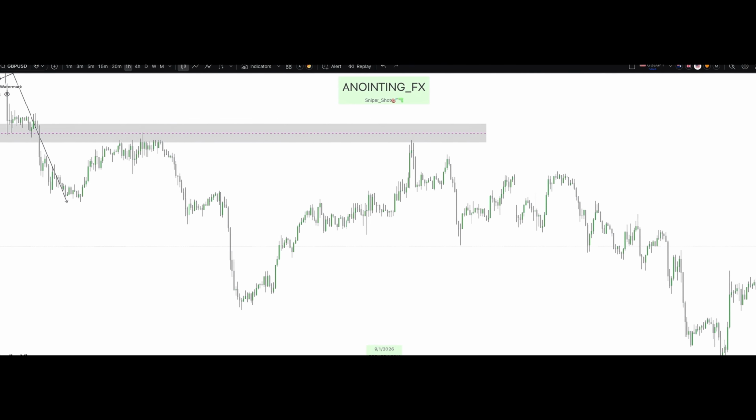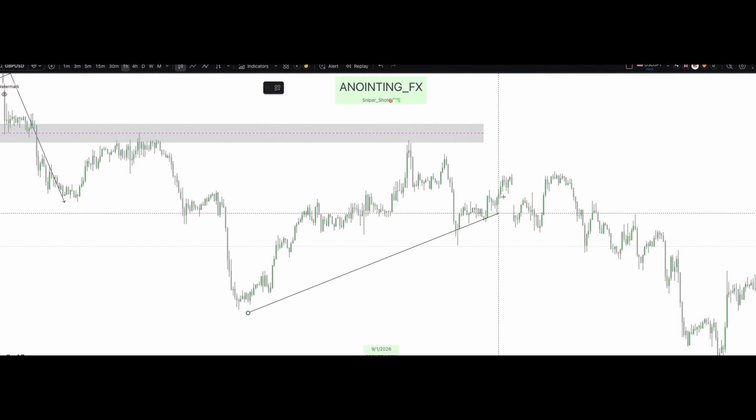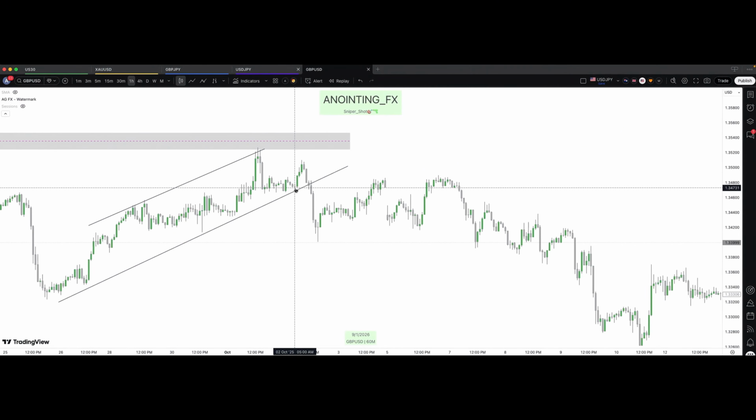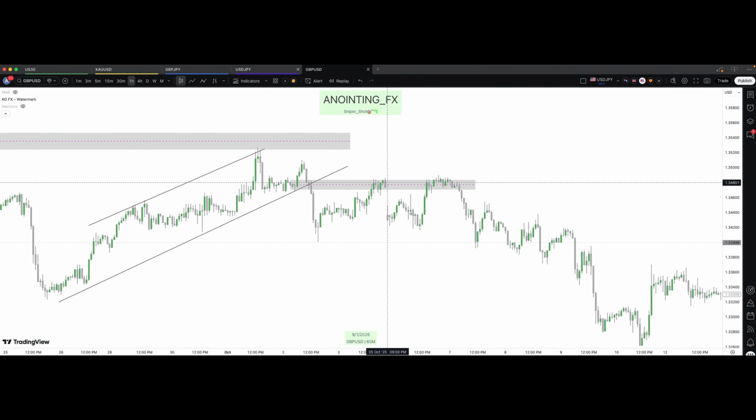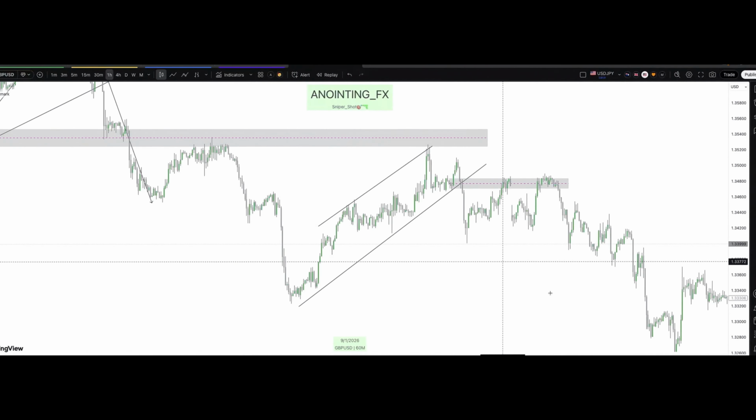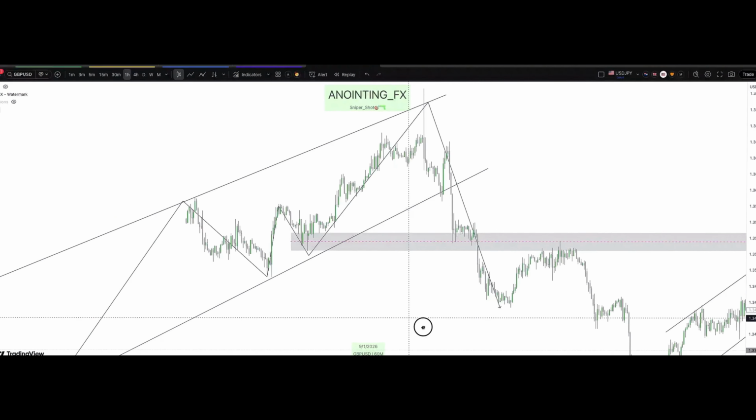So let's look at this one too. We have this rising channel. And where is the last low? This is the last low in the market. This is the last low before price got this high. So we mark this last low, and you can see price went to retest it and then it dropped so hard.